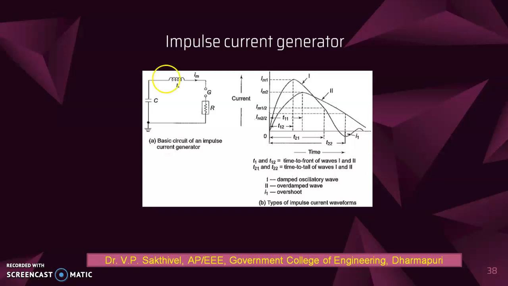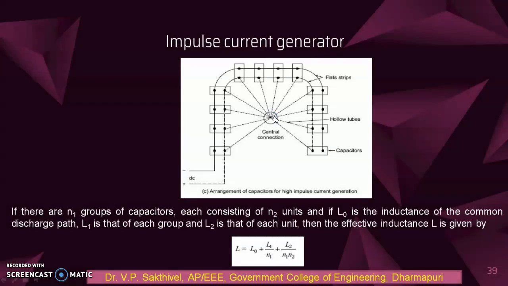If the capacitor is charged to V, then when the spark gap is triggered, it is discharged into the test object. This is the waveform shown here. The next one, very high impulse current can be generated with the help of this diagram.